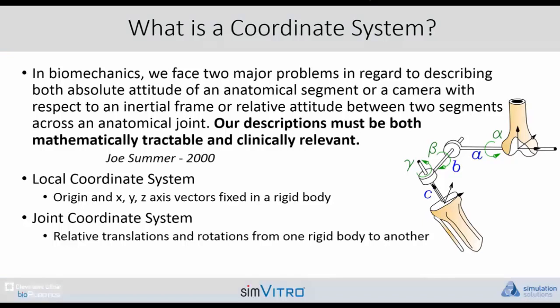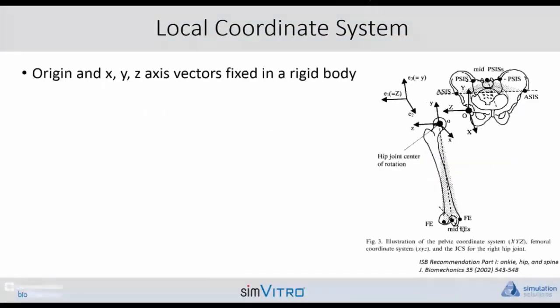There are two types of coordinate systems we're going to be talking about today. The local coordinate system, which consists of an origin and an XYZ axis vectors fixed in a specific rigid body. And then the joint coordinate system is the relative translations, rotations of that rigid body, one rigid body to another. And knowing that relationship is the joint coordinate system, or JCS, that a lot of people consider it to be.